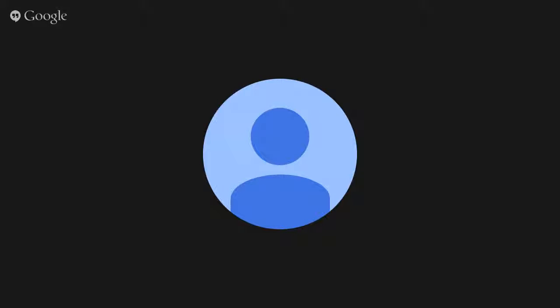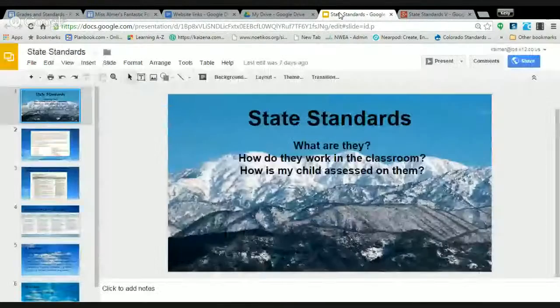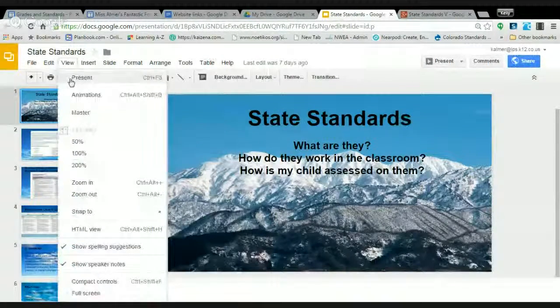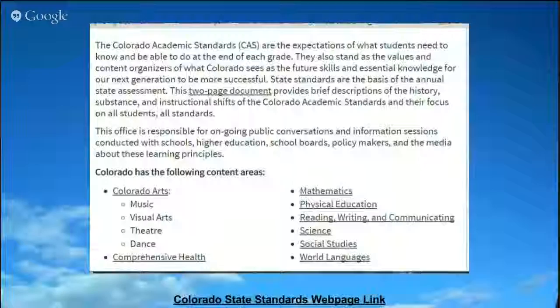Hi, this presentation will explain to you the idea of state standards and how they apply to your student and how we assess them. What you're going to see is a slideshow that I am sharing, and this talks about what the state standards are, how they work in the classroom, and how your child is assessed with them.